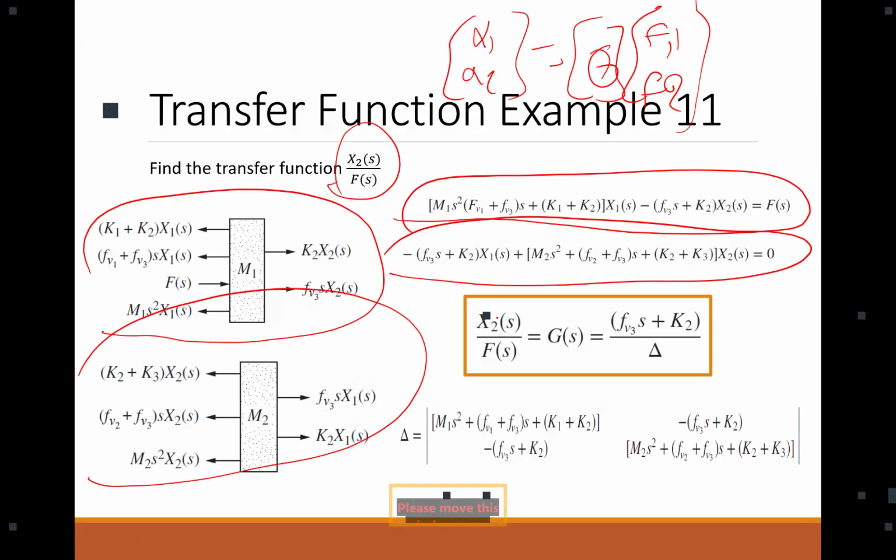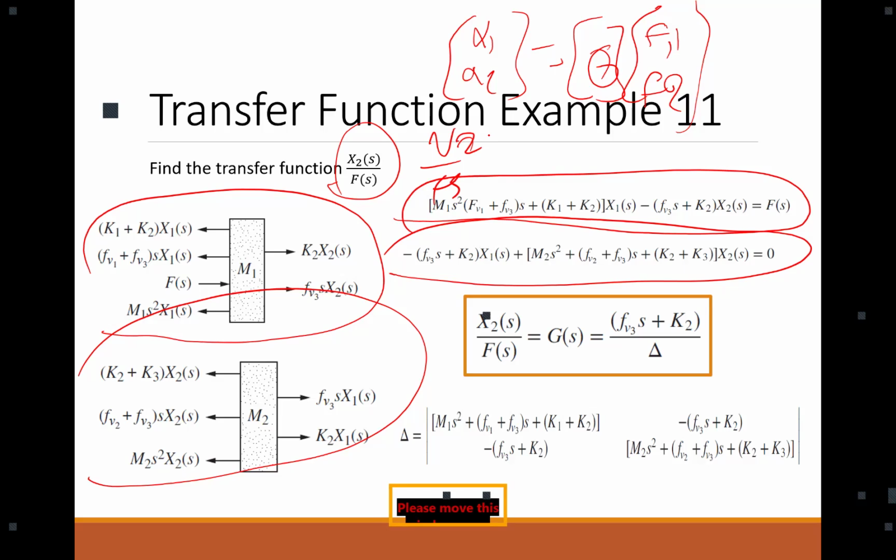Typically, when we analyze, do we usually analyze distance relative to force? Do we ever look at acceleration or velocity? If you have a distance, the derivative of that is velocity, and the derivative of that is acceleration. So you could have the output be velocity. For example, I'm going to ask you this question. Let's say here we have x2. We want to find v2 over F(s).